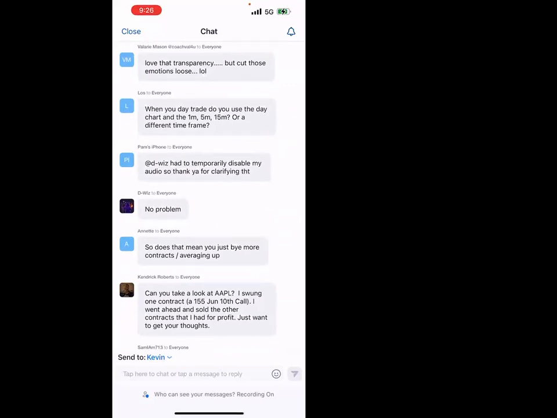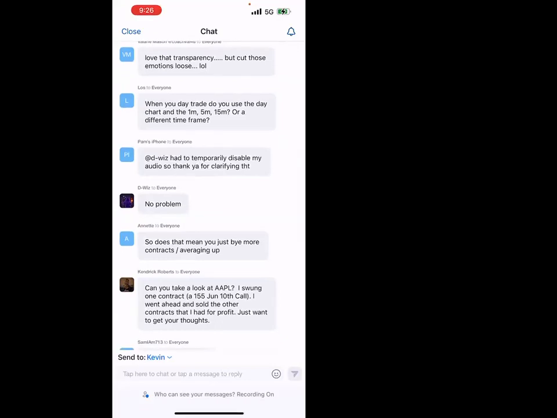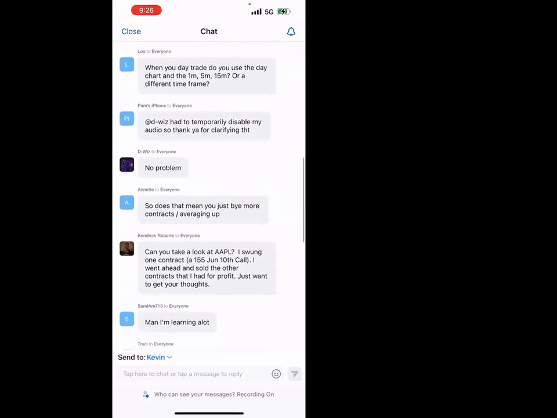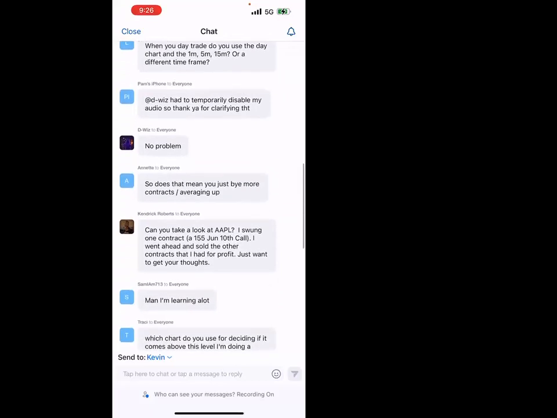When you day trade, do you use the day chart and 1 minute, 5 minute, 15 minute, or a different time frame? Yes, Lowe's. I normally go from the weekly down to the daily to the 4 hour. The small time frames that I like are the 1 minute, my baby, 3 minute, 5 minute, and 15 minute. But I use multiple time frame analysis. I don't stay on just one time frame.